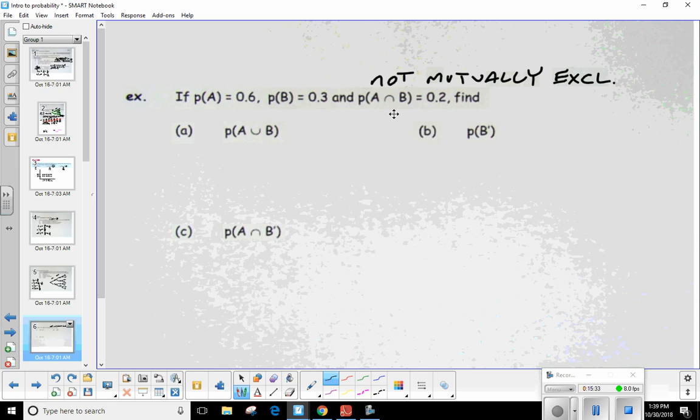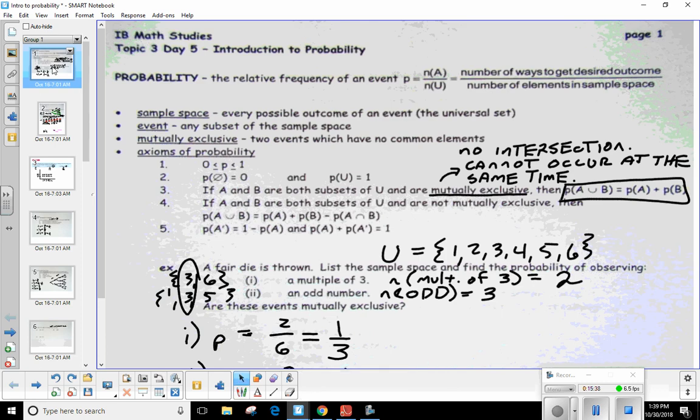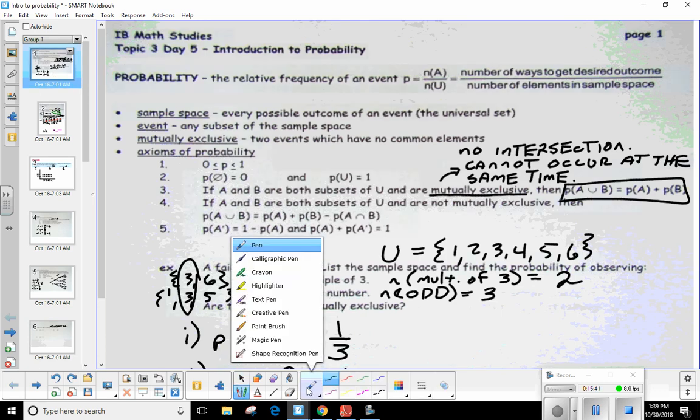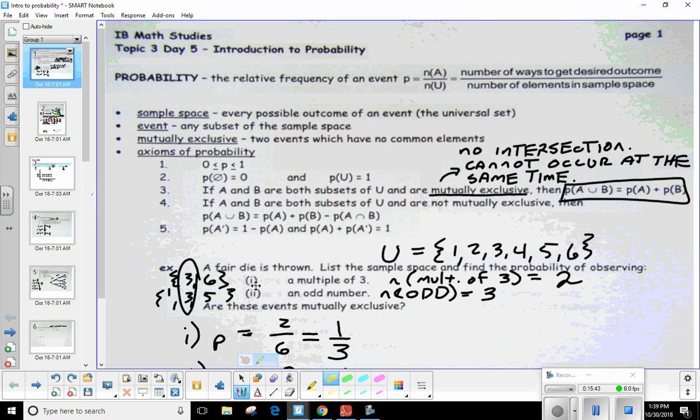Okay, so I want to go back to the first part of the notes very quickly, and I want to focus on one part of this. Okay, this part right here: if A and B are both subsets of U and they are not mutually exclusive, that means they do have an intersection, then the probability of the union is to add the two individual probabilities and subtract the intersection. Now, I not only want to show you this using the formula, but I also want to help you visualize this on a Venn diagram. Excuse me, I kind of started thinking about previous ones. So let's go back over here.